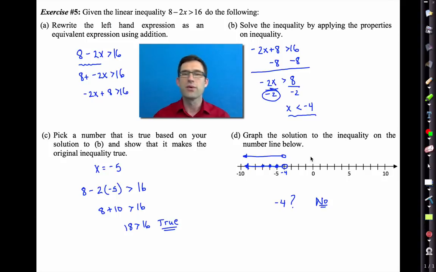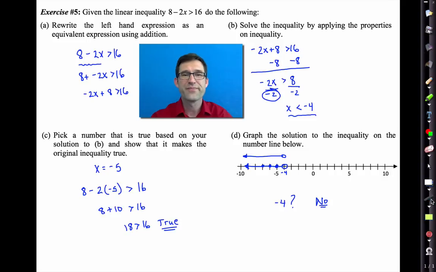A lot of students end up doing some sort of rote memorization. If there's an equal sign, I color it in, and if there's no equal sign, I don't color it in. Fair enough, it works. But at the end of the day, this is what you should know. If a number solves the inequality, if it makes it true, it should be colored in. And if it doesn't make it true, it shouldn't be. And negative 4 doesn't make this inequality true, so it shouldn't be shaded in. All right? So I'm going to clear this out. Pause the video if you need to.